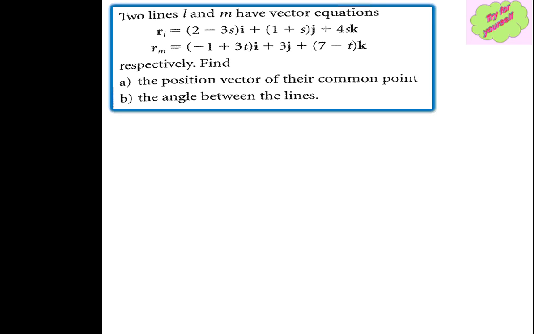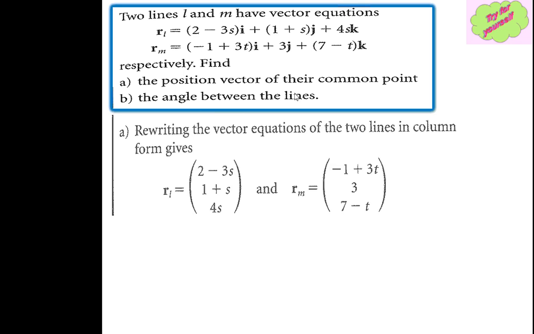Here's another example. I'm going to do a couple of them now. So 2 lines, L and M, have the following vector equations. So we've got a vector equation worked out here and a vector equation worked out here, respectively. Find the position vector of their common point. So position vector meaning what would it be from the origin. And find the angle between the lines. That'll be easy enough. Okay, so let's do that.